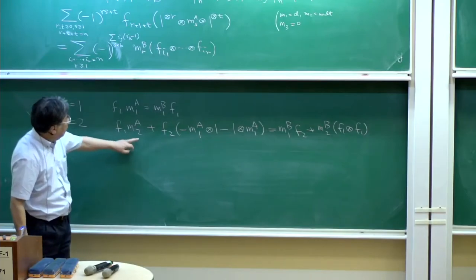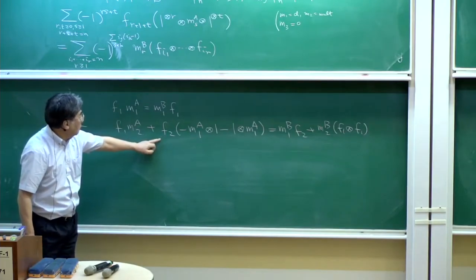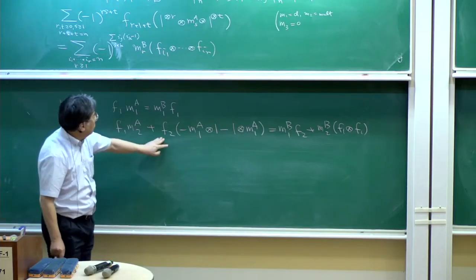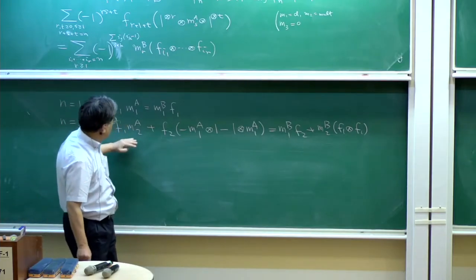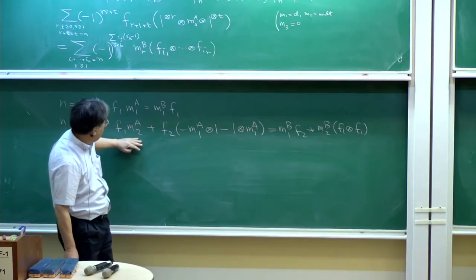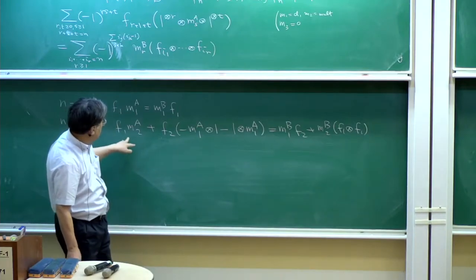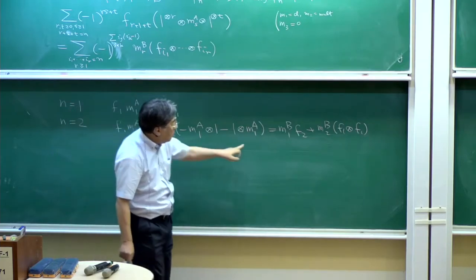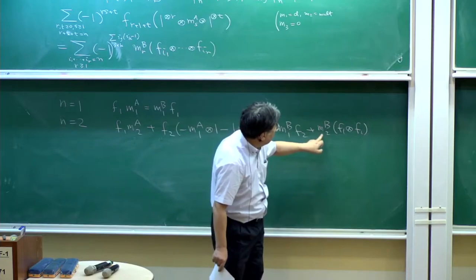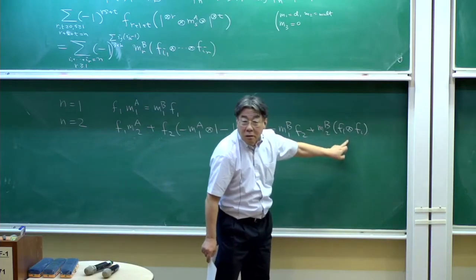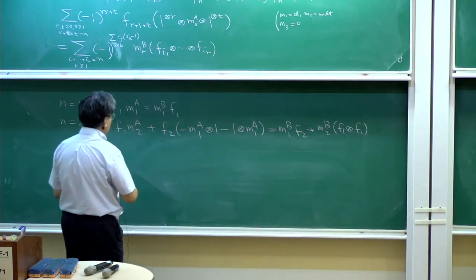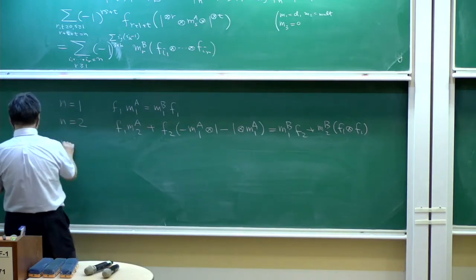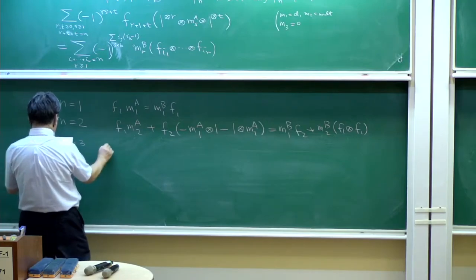So here F2 appears. But in the DG algebra case, you don't need F2. So F2 is zero. So in that case, you just have D of multiplication in A equal to multiplication in B times this. This is F. And if N is 3, then it is more complicated.